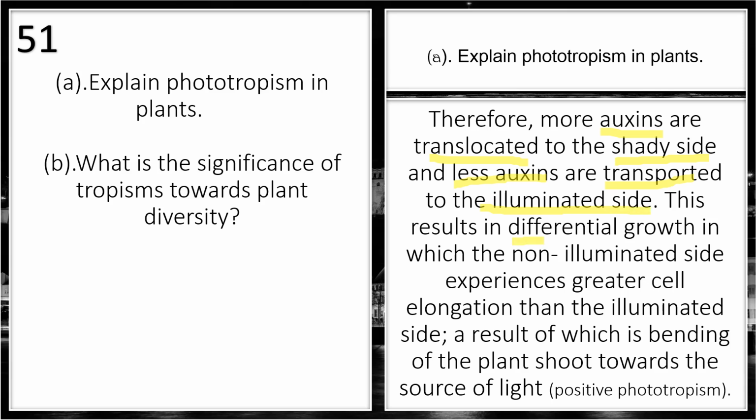This results in differential growth, in which the non-illuminated side experiences greater cell elongation than the illuminated side, a result of which is bending of the plant shoot towards the source of light, which we refer to as positive phototropism.